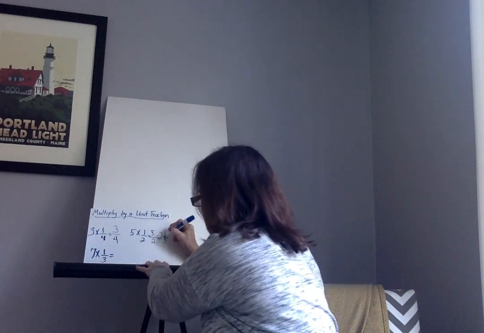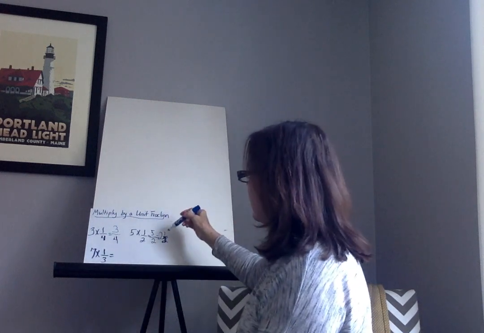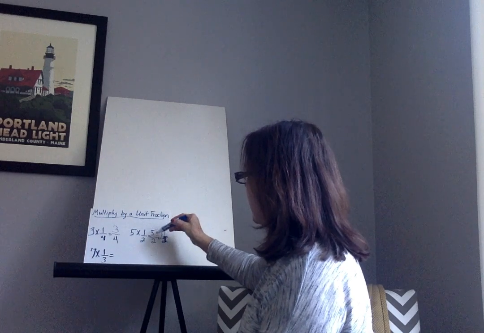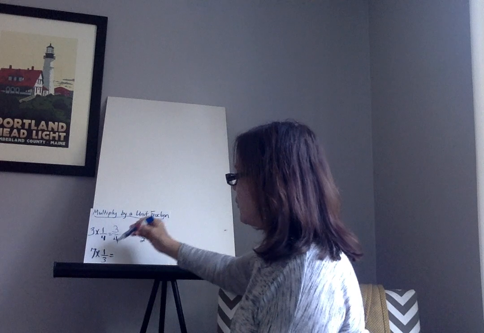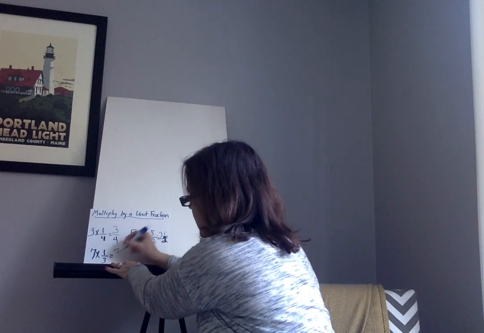Oh, I'm sorry, 2 and 1/2. Oops, thinking ahead. 2 and 1/2. So if you want to check it, you can just say 2 times 2 is 4, plus 1 is 5, 5/2. Okay, let's try this one. 7 times 1/3 is 7/3.